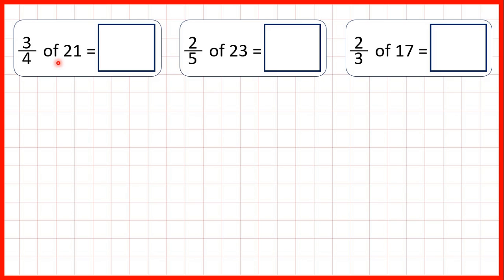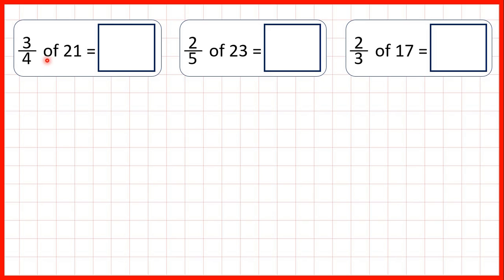Now we're finding a fraction of a number, and we know that to find a fraction of a number, we can divide by the denominator and then multiply by the numerator. But here, because we're finding 3/4 of 21, when we divide 21 by 4, we're going to get a remainder or a mixed number. So we need to use a slightly different method here.